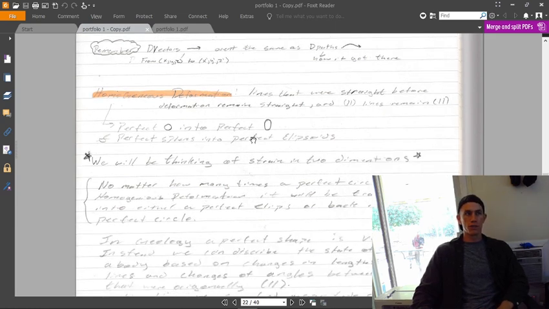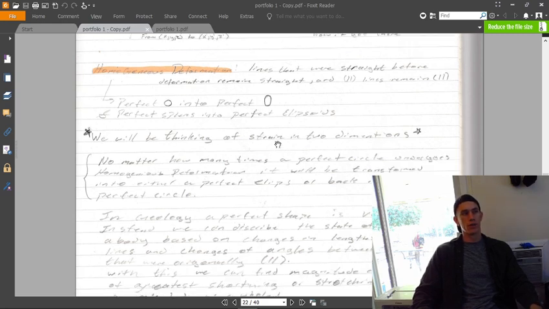Homogeneous deformation: lines that were straight before deformation remain straight, and parallel lines remain parallel. So it's basically like a perfect circle changing into a perfect ellipse, and you'll be thinking of strains in mostly 2 dimensions. In this class we decided to just keep it in 2-dimensional strain, just to simplify a lot of the explanations.